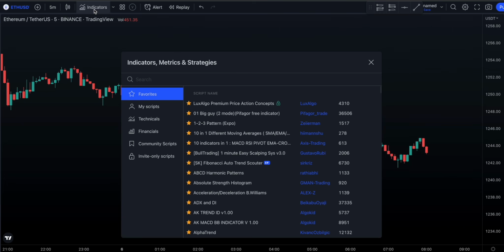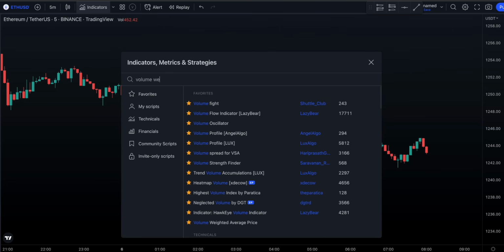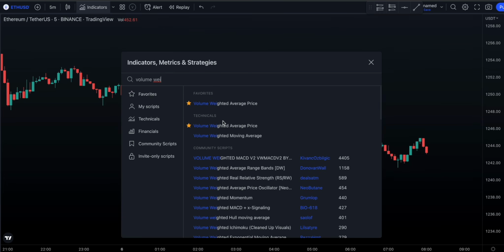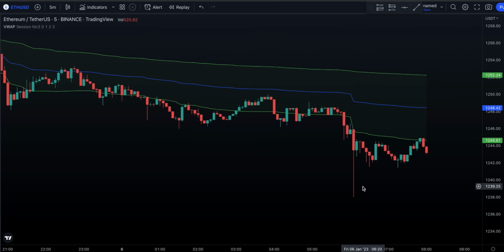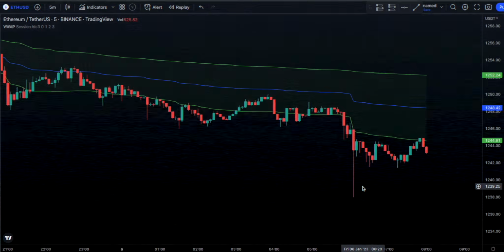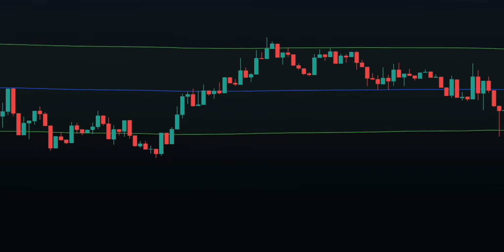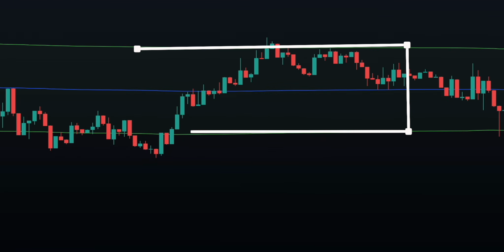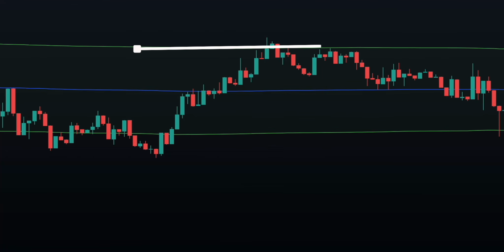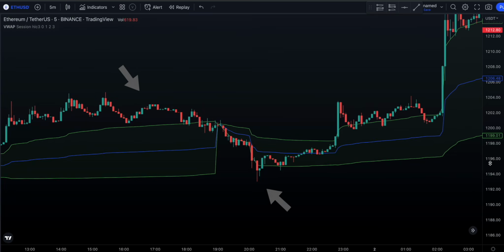Simply click on the Indicators tab and type in Volume Weighted Average Price. Select this indicator that you can see under Technicals. This tool consists of three bands, the middle, upper and lower bands. In most cases, when the market is trading inside the bands, it indicates a range. For our strategy, the most optimal place to enter the market is when the price is above or below the bands. A lot of traders don't know that VWAP can also act as a magnet for future price movements.